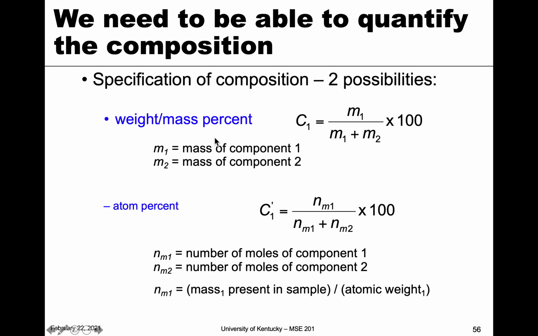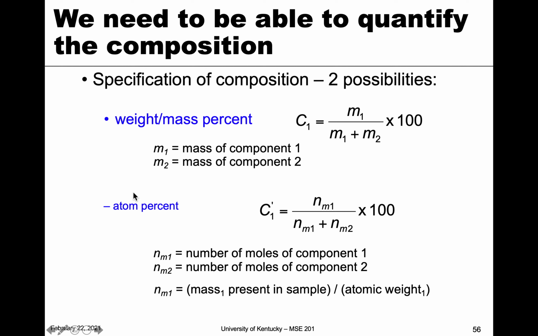There's one of two ways. We can do it by weight or mass percent. For a material such as an alloy that has multiple components, you want to be able to determine the weight percent. So you can take the mass of the one component and divide it by the total mass, which would be the mass of one and two together, if you're just talking about two components.